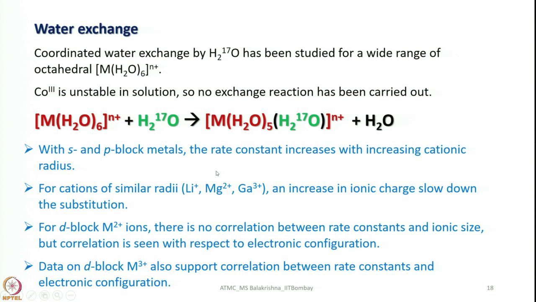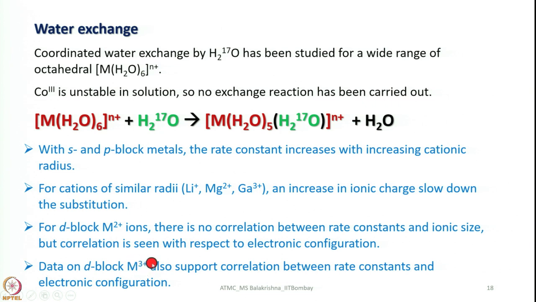When we consider d block metal dications, there is no correlation between rate constants and ionic size. When it comes to transition elements, periodic trends are of very little use, because other factors play an important role here. There is no correlation between rate constants and ionic size in d block metals, but a correlation is seen with respect to electronic configuration. That is very important. Hexa-aqua compounds can be made from d1 to d10 electronic configuration. As a result, one can attempt to correlate the electronic configuration of the metal with the rate of water exchange.